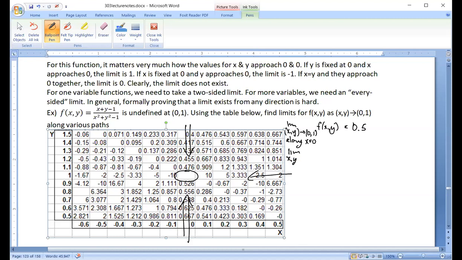The limit as x, y goes to 0, 1 along y equals 1, and in this case, x was decreasing.